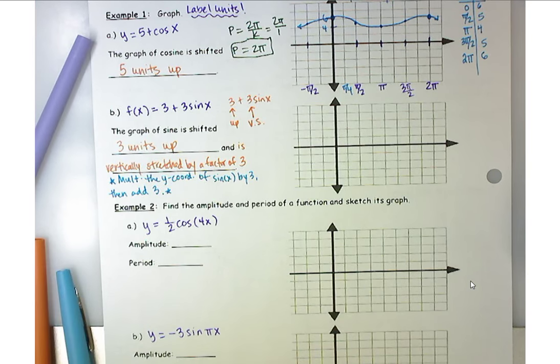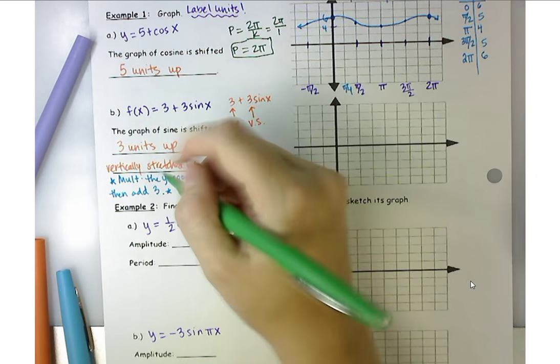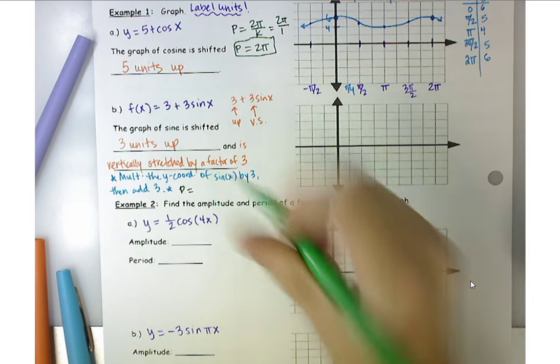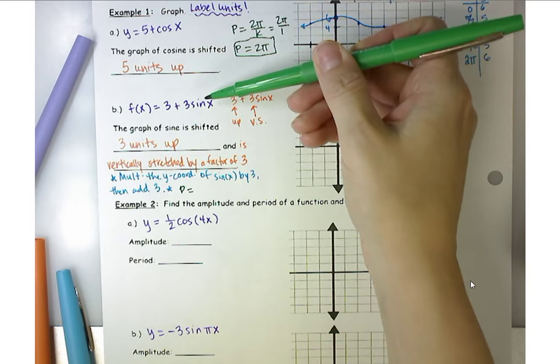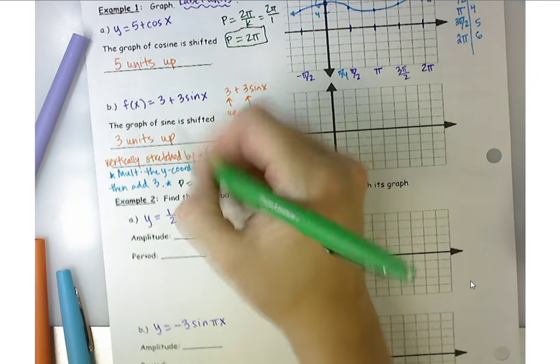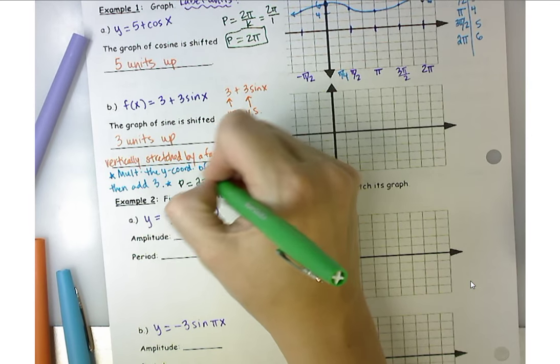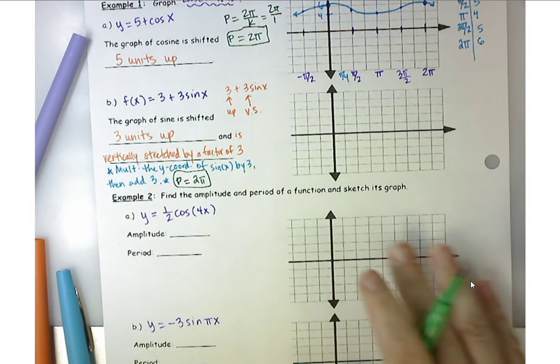Okay, and then your period, you're still going to find that the same way. So 2 pi over k. Again, the k value's in front of x. You don't see a number, which means it's going to be 1. So then your period is going to be 2 pi.